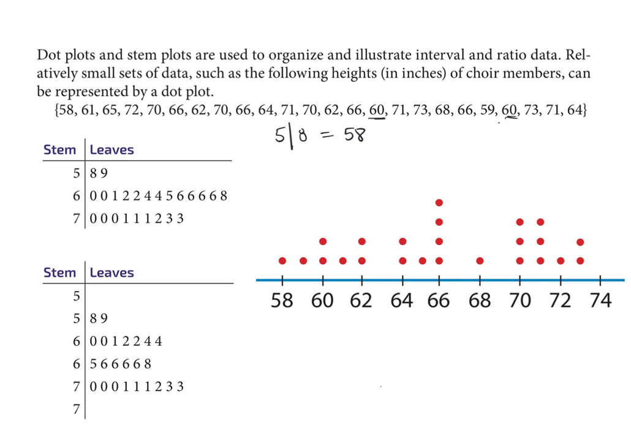Note that the stem repeats. You'll notice, like here, there's two dots for 60. That's the same reason there's two zeros here. You don't just assume, all right, I already wrote it once, I don't need to write it again. You represent every single piece of your information.